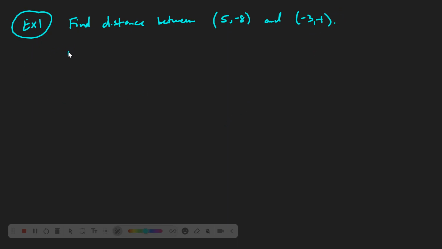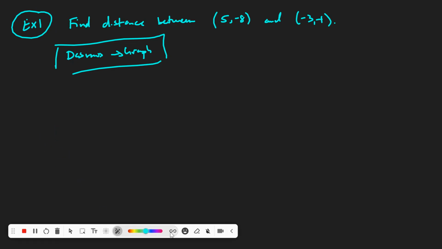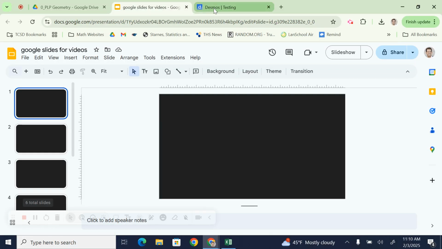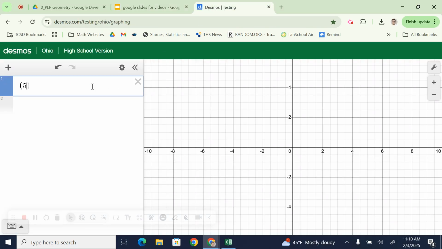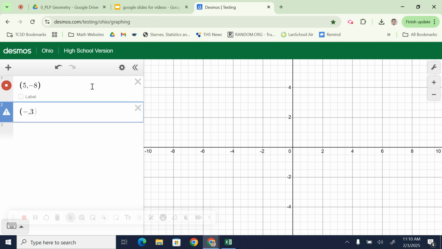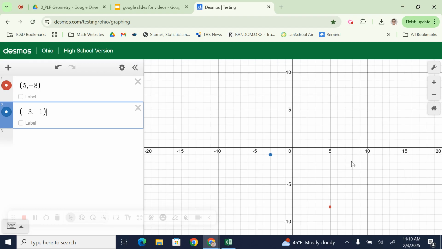So again, right now, I'm going to use Desmos to graph my picture. I'll finish this problem on Desmos with us. So 5, -8, -3, -1. I have to zoom out one time, sorry. Okay, so there's my 2 points: (5, -8) and (-3, -1).